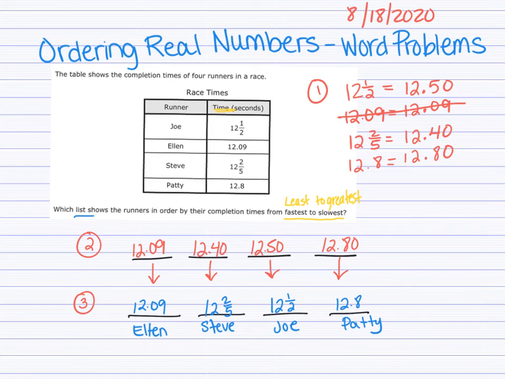So again, going back through, we're going to convert to decimals. We're going to figure out if we're ordering from least to greatest or greatest to least. And then we are going to change all the numbers back to their original form.